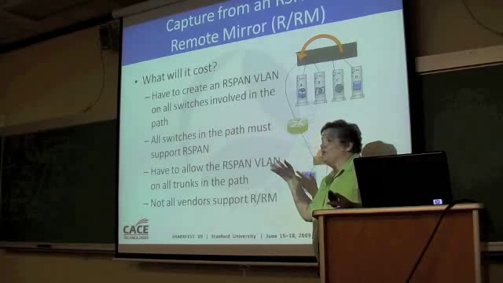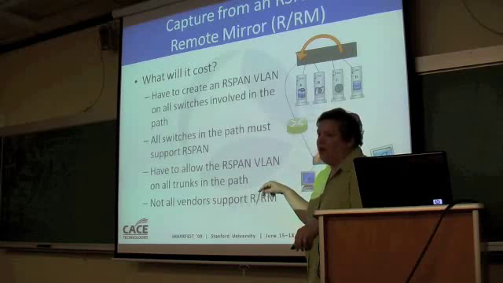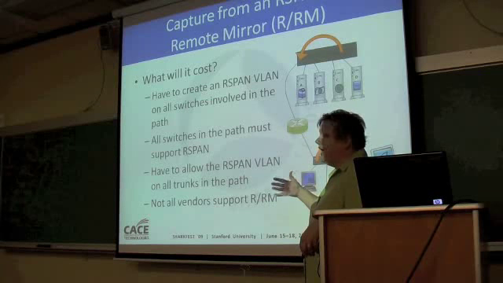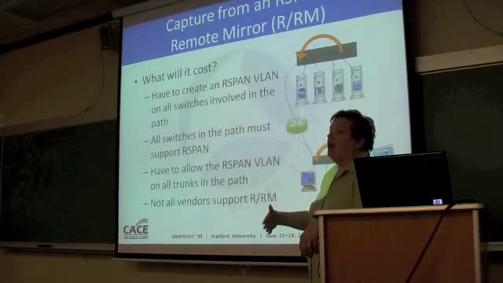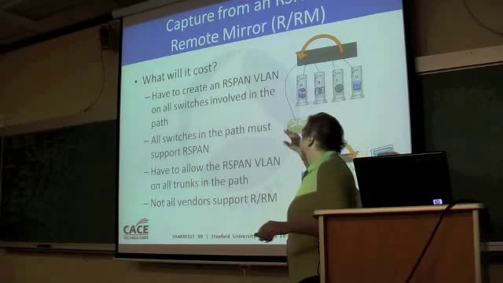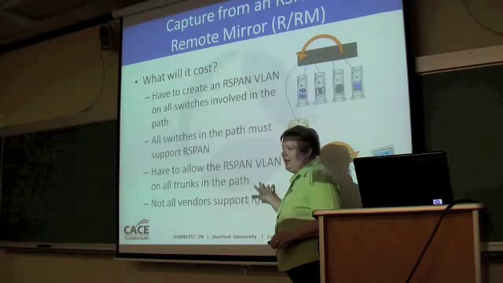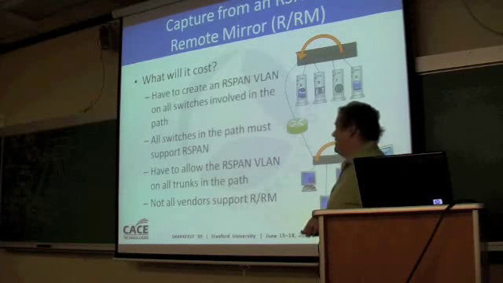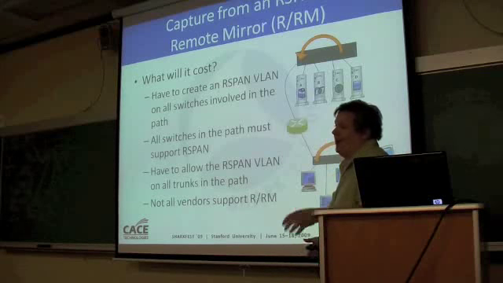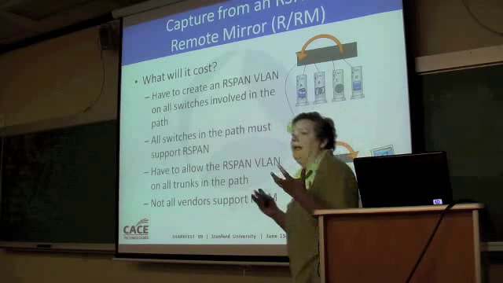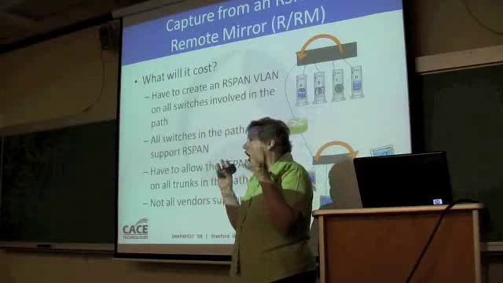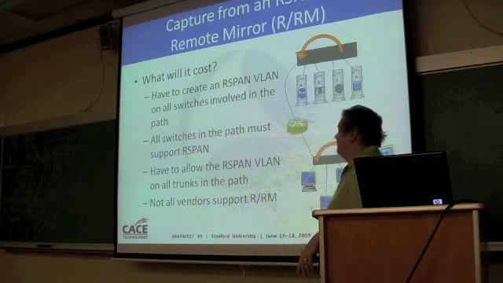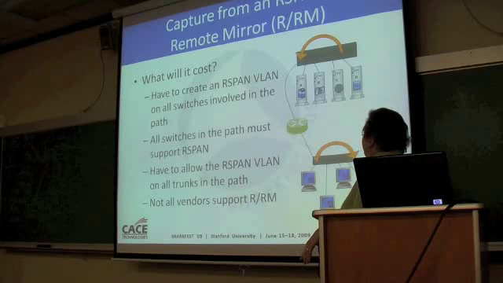And, of course, all the switches in the path have to support RSPAN. And I have to go ahead and allow the RSPAN VLAN on all of the trunks. So I have some configuration issues that I have to do in order to make this happen. All right? And then, of course, not all vendors or all models will support it. So I'm like, oh my God, Betty told us about this really cool thing, and I can have all of VLAN 20, and my analyzer is going to be so great. And then, oh, crud, this doesn't even support it. Shoot. So you have to bear that in mind.